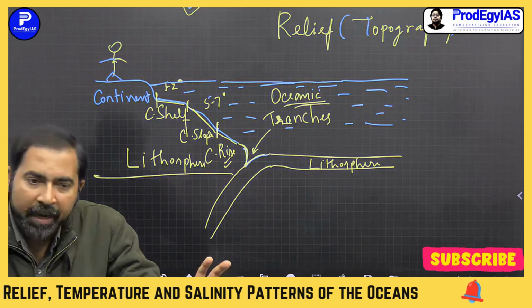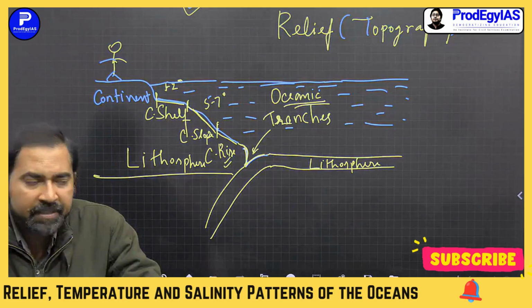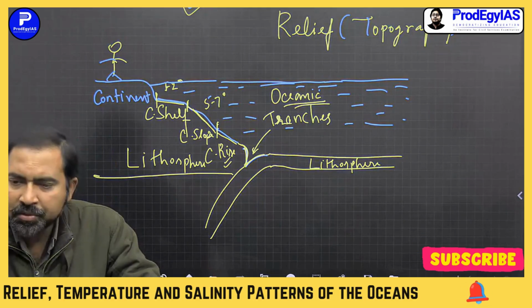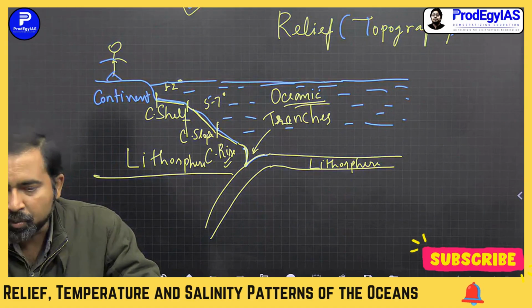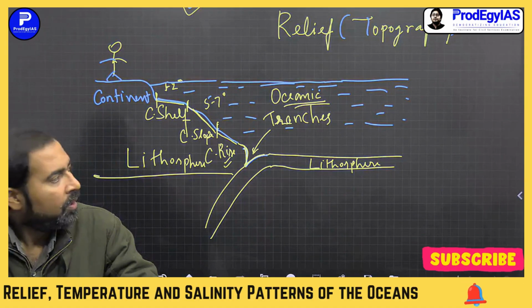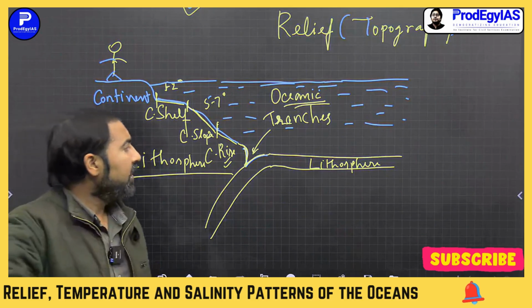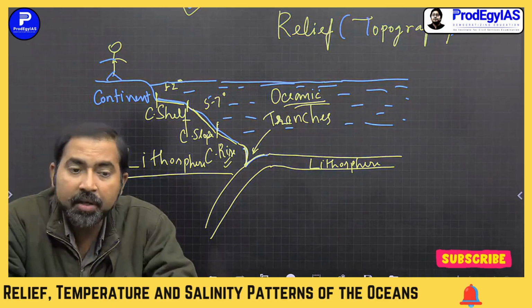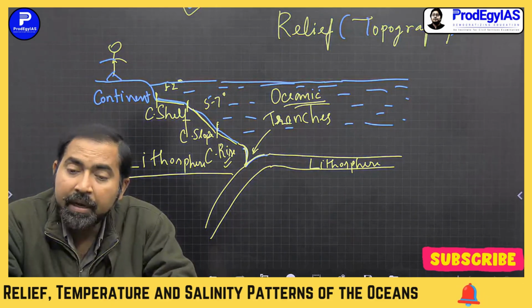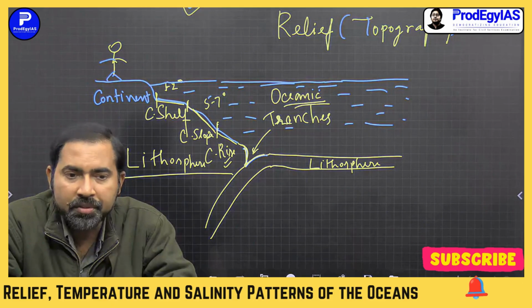Some of the plateau areas are also there, especially in the Pacific Ocean. You can find some of the large plateaus like Albatross Plateau, right? And here are vast plains. These plains have a vast area. They cover the largest area of your oceans.